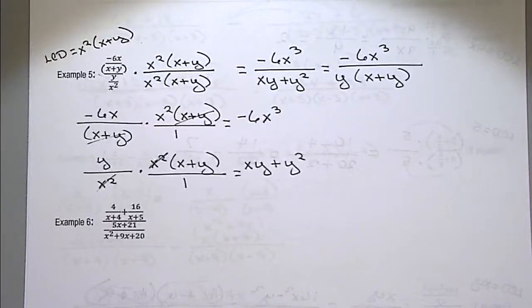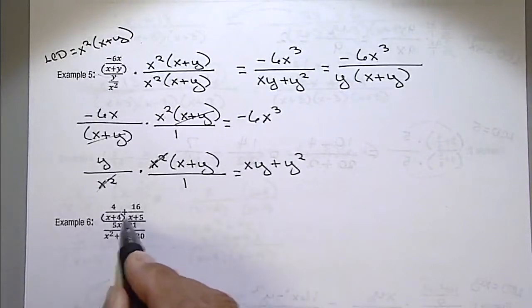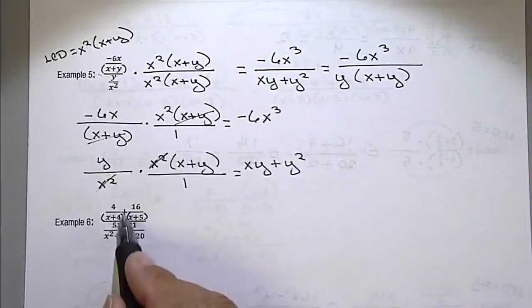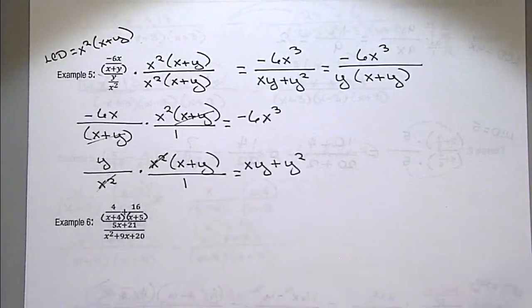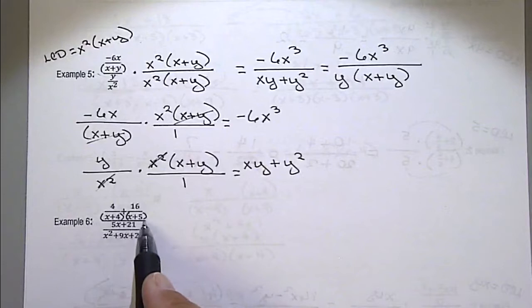Now, the next one is the most complicated problem, okay? But it's the same steps. It's the exact same thing that we've been doing. We have two fractions added up here, big numerator, right? It's 4 over x plus 4. I'm going to put it in parentheses. And over here, I'm going to put that in parentheses, remembering that it's addition between those two. That doesn't mean they multiplied together, does it? So I've got 4 over x plus 4 plus 16 over x plus 5.